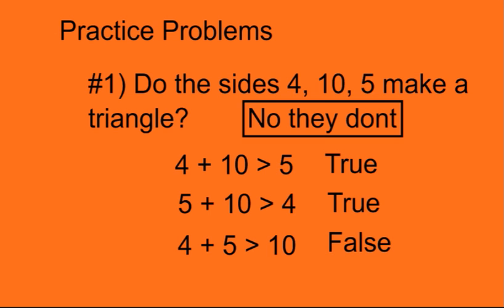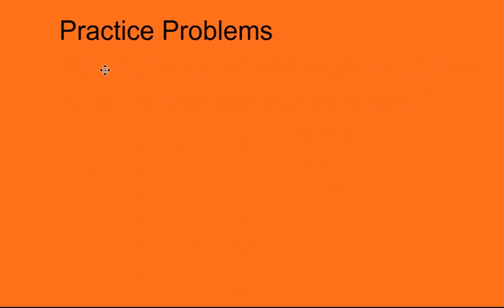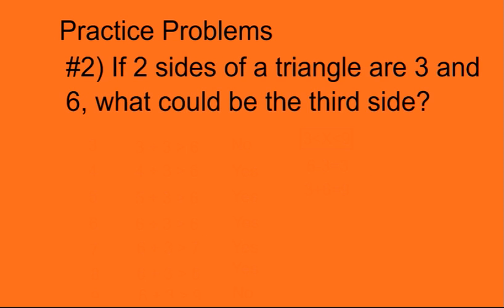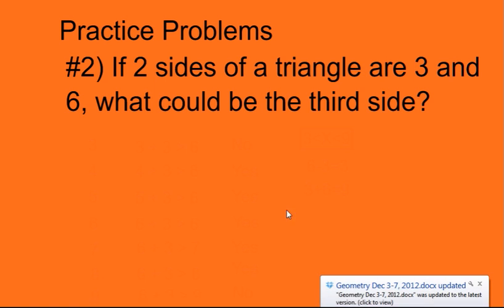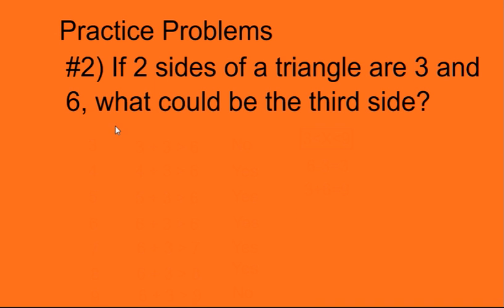Let's try another practice problem. Number 2 says, if two sides of a triangle are 3 and 6, what could be the third side? Well, we have a lot of possibilities here. Let's look. What if my third side was 3? Well, we could check, is 3 plus 3 bigger than 6? No, 6 is not bigger than 6, so that does not work, so it can't be 3.